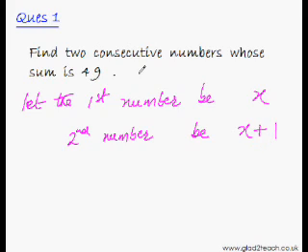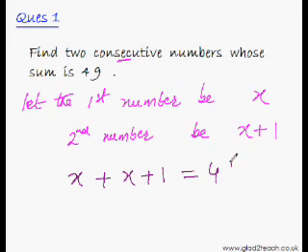Isn't it? That is how we translate the English word consecutive into mathematics. Consecutive means one after the other. Let's say if one number is 7, then the other number would be 7 plus 1, that is 8. So that is why we put plus 1. So according to this question, the sum of x and x plus 1 should be 49. x plus x plus 1 is equal to 49.